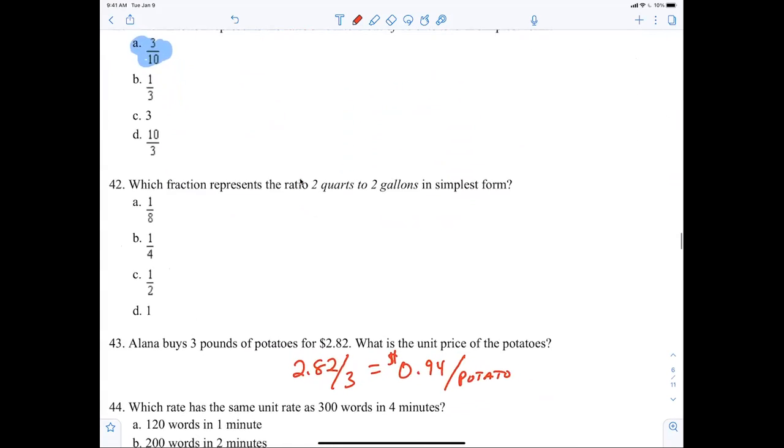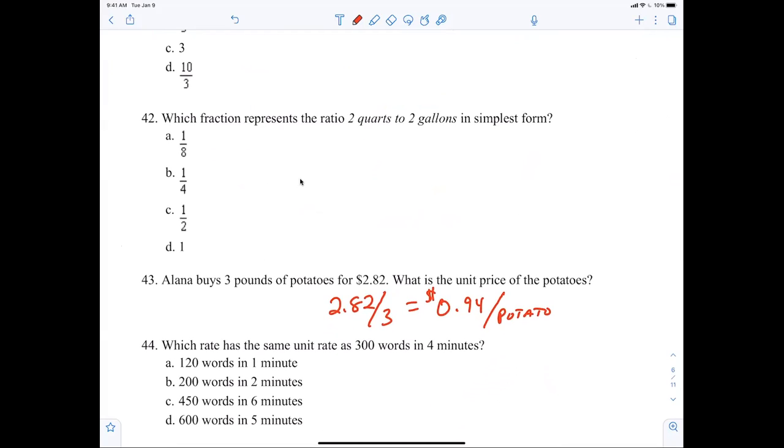Tyler, you're on 42. Well, 2 quarts, well, a quart to a gallon is 0.25. Yeah, 1 quart is equal to 0.25 gallons. So if I have 2 quarts, I'm going to have what? 1/2. Right. 1/2 a gallon to 2 gallons. That'd be 1/2.